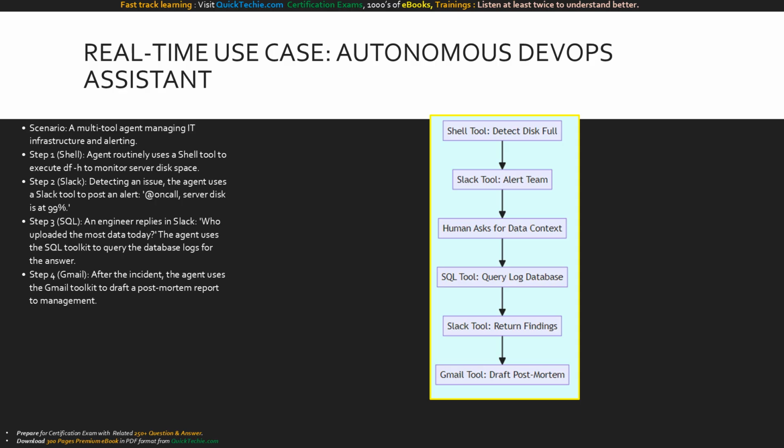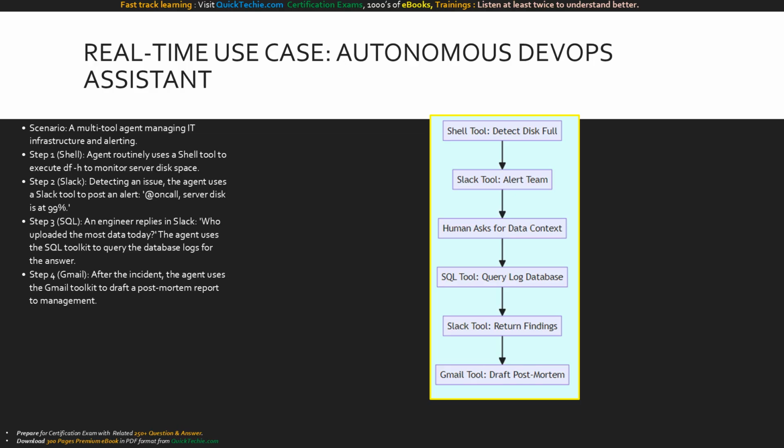Step 3. The engineer replies in Slack, asking which user uploaded the most data today. The agent dynamically switches to its SQL database toolkit, queries the production database logs, and posts the user ID back in Slack. Step 4. Once the engineer clears the disk space, the agent uses the Gmail toolkit to automatically create an incident post-mortem draft for the CTO.